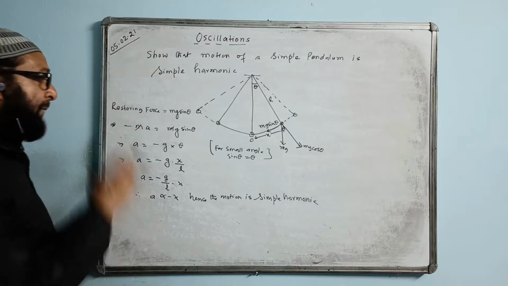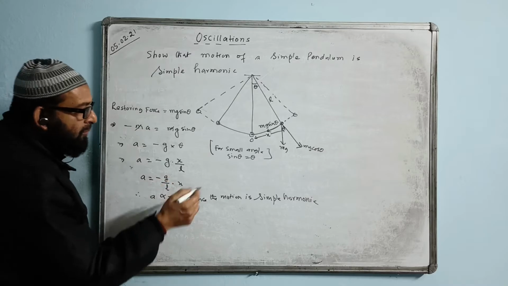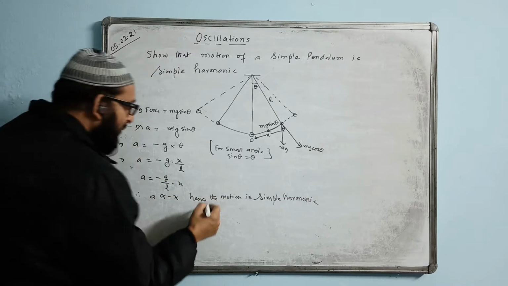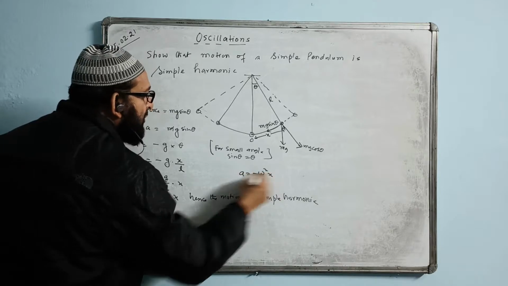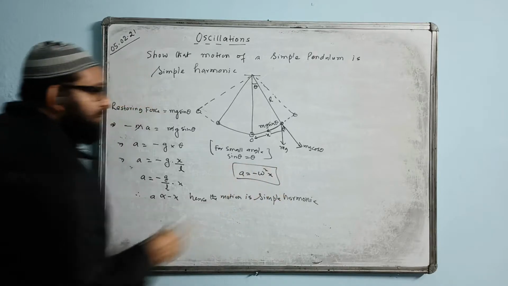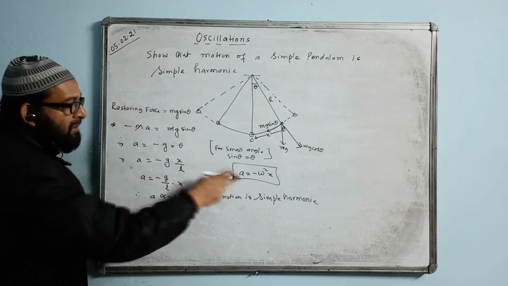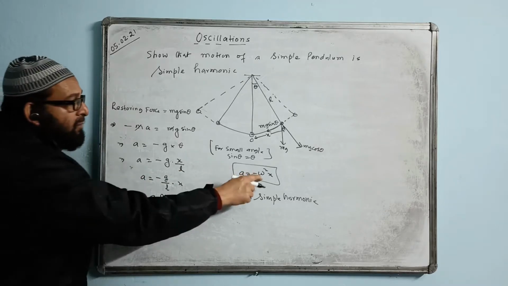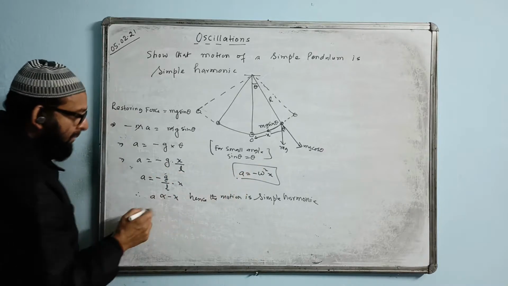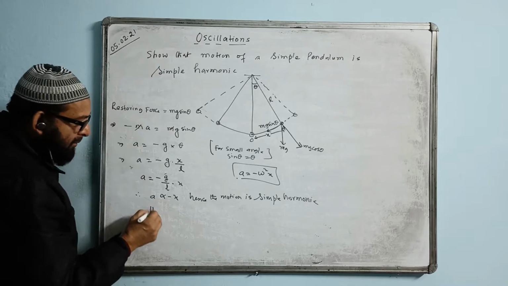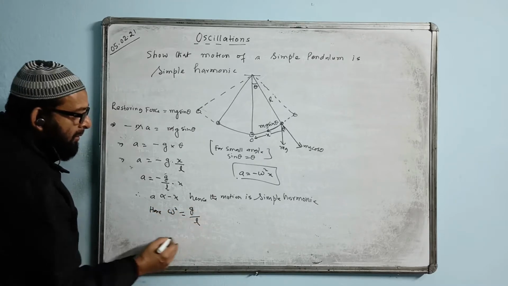Now, how to find the period of oscillation? We know the formula of acceleration. The acceleration formula in simple harmonic motion is a equal to minus omega square x. You can see the formula which I have already derived in the previous class. We will compare this equation with this equation. What is coming for omega square? Omega square value is becoming g by L because minus is also compared. Right here, omega square value will be g by L.